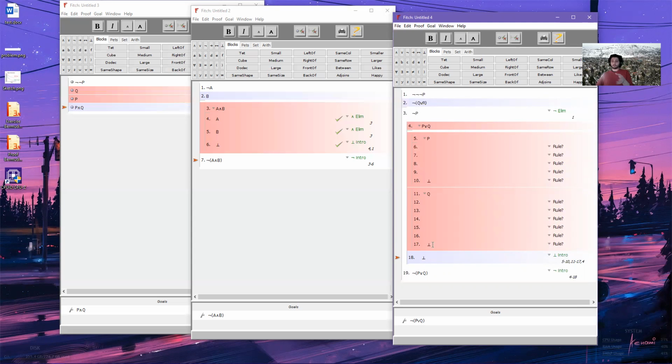So just to be clear, we didn't need to do these extra 2 subproofs the first time we did the negation introduction. This is me showing you, we're doing a whole second one.